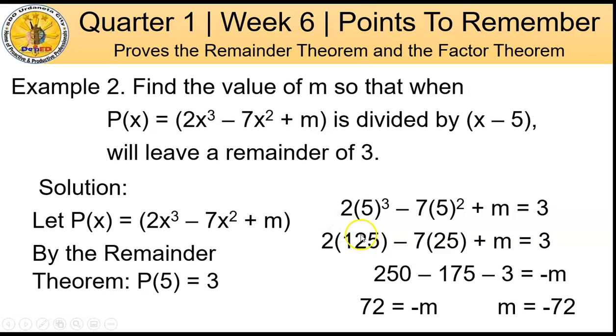2 times the quantity 125 minus 7 times 25 plus m equals 3. And then subtracting m and 3 from both sides of the equation, we will have 250 minus 175 minus 3 equals negative m. So 250 minus 178 equals 72. So 72 equal to negative m. And then dividing both sides of the equation by negative 1, our m is equal to 72. So yan ang value ni m. Na kapag dinivide natin ng x minus 5, ang magiging remainder niya ay 3.